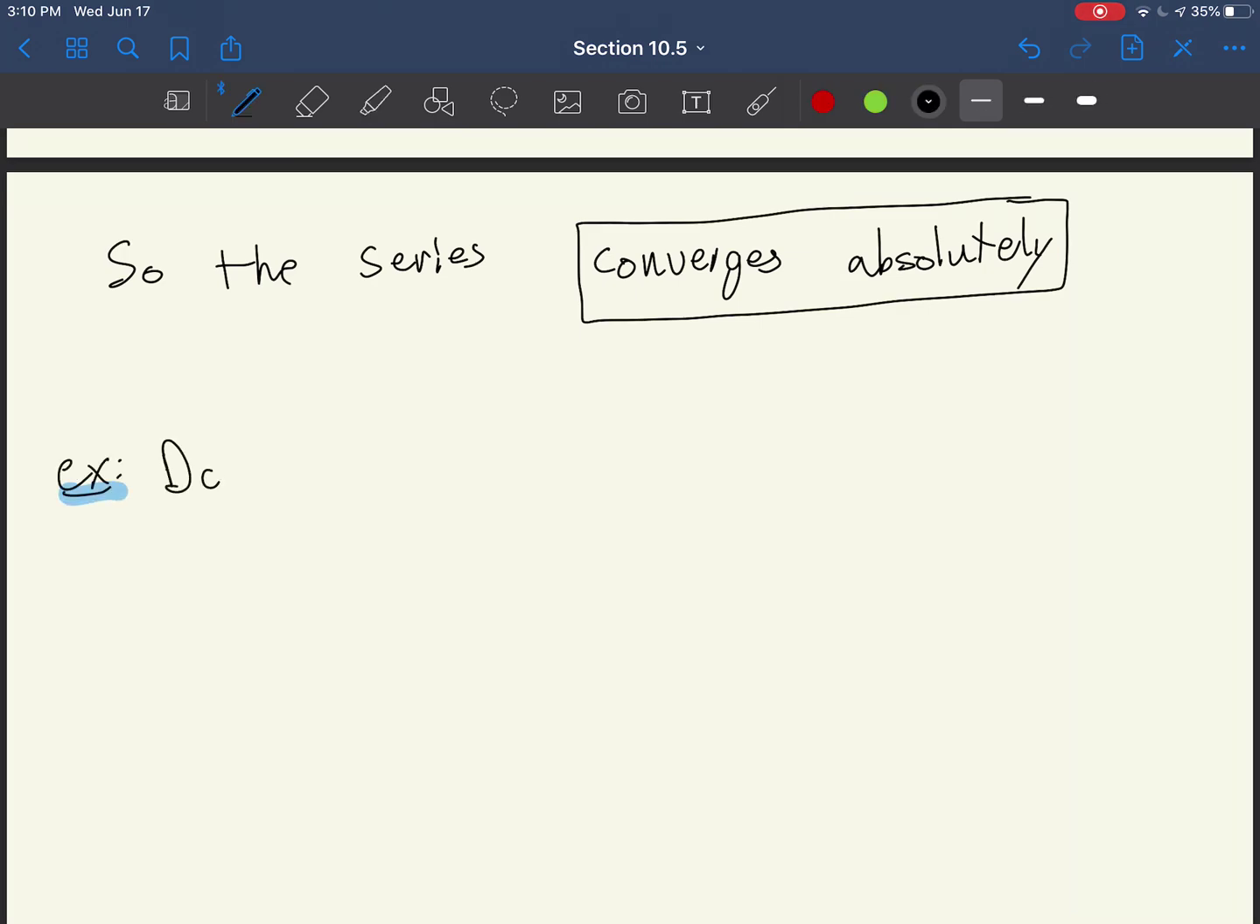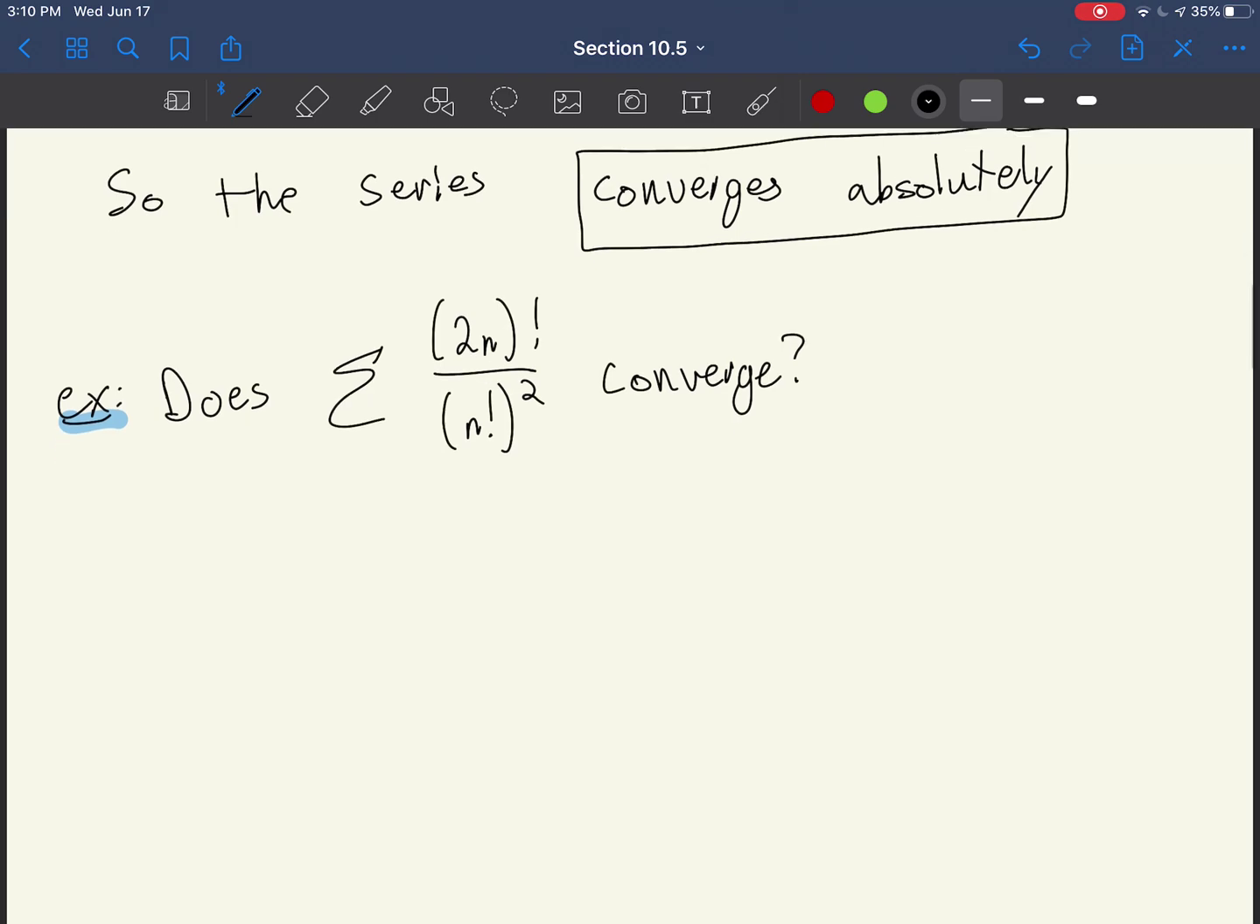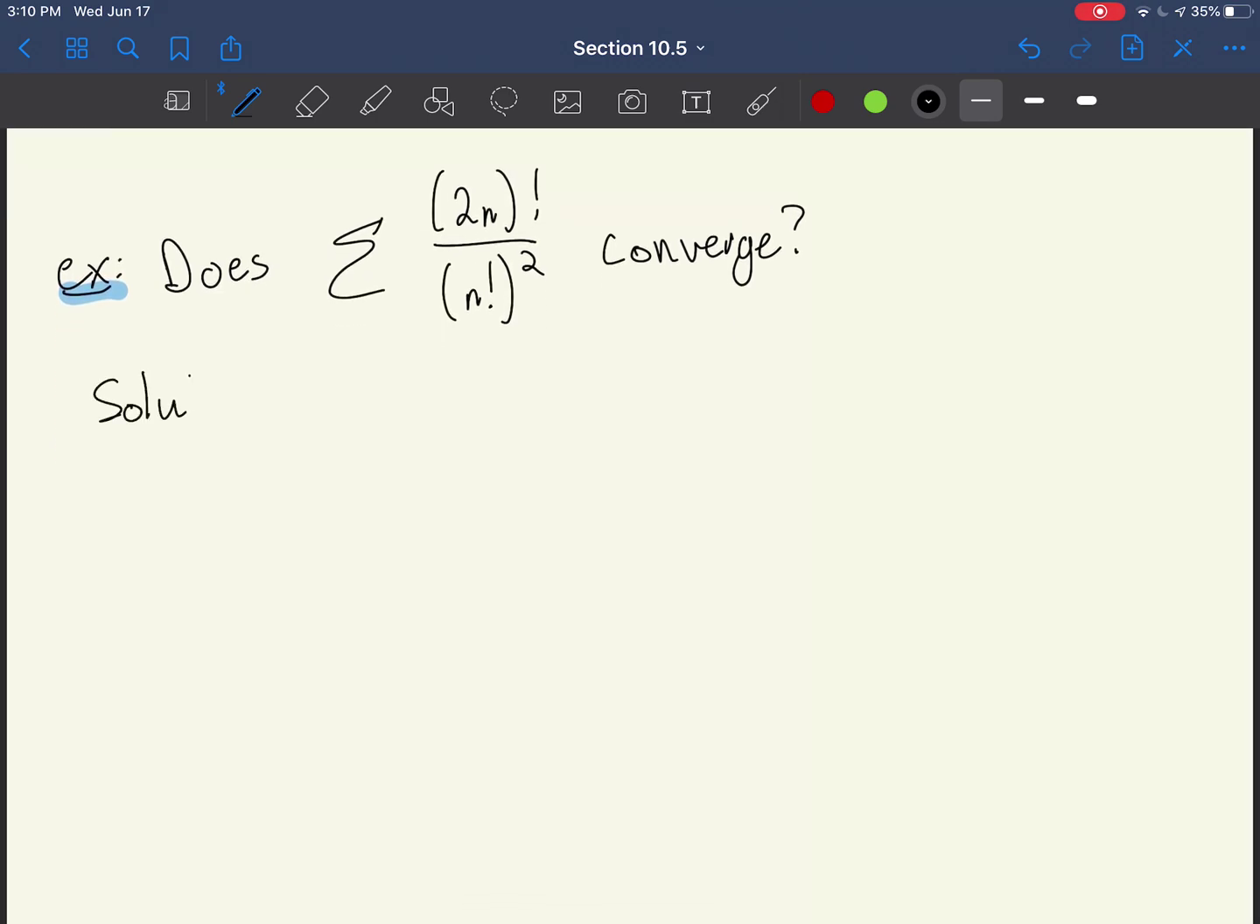So next example. Does the summation of 2n factorial divided by n factorial squared converge? So this is where you really see the power of the ratio test. No other test you could use on this. And this is just a complicated series. You have factorials. We don't know how to take the derivative or the integral of the factorials. So it's just a complicated series. So we use the ratio test.